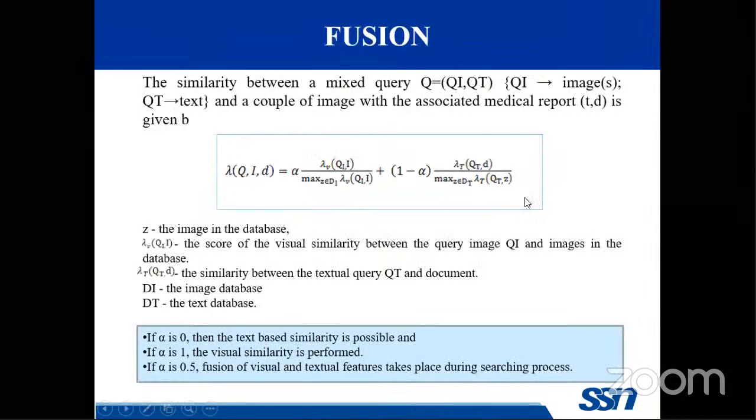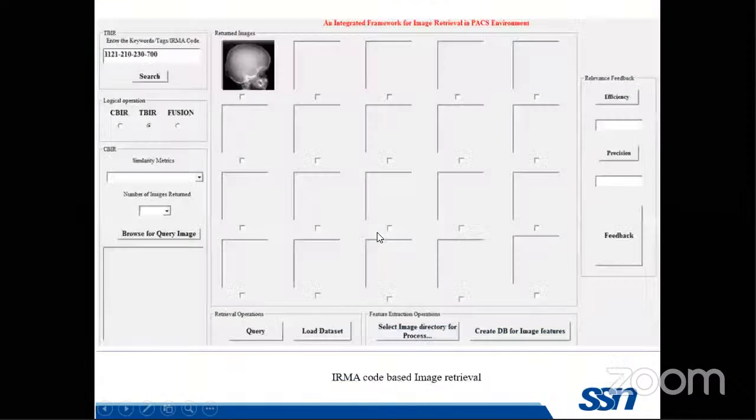So here I could go with the fusion of CBIR and TBIR, and if you substitute alpha equal to 0 here, then what would happen? The first component will be cancelled, so with 1 minus 0 you will be getting only the TBIR. And if you substitute 1 here, then 1 minus 1 is 0, so your content-based image retrieval will be enabled. And if alpha is equal to 0.5, you will be taking the advantage of both CBIR and TBIR.